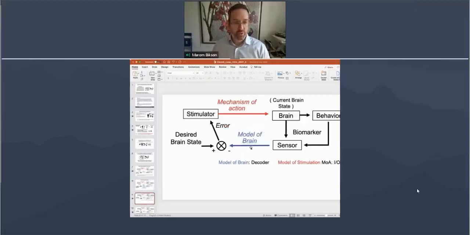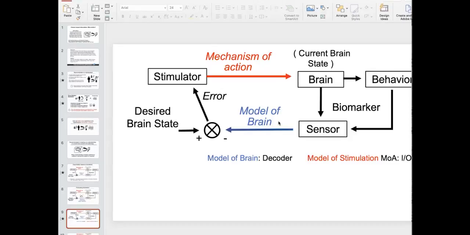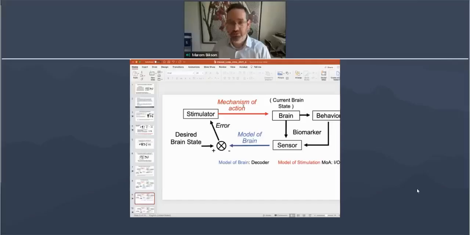And so I wanted to illustrate this picture to show that we have two essential models. There's one model that's looking at the sensor data, that's looking at the biomarker, and trying to make sense of it in terms of brain state. People talk about decoders, people talk about using various forms of machine learning to do this. And then we have another model here, which is the mechanism of action model, right? People will talk about input-output, current flow models, biophysical models, neuron models. These are all where these models sit.